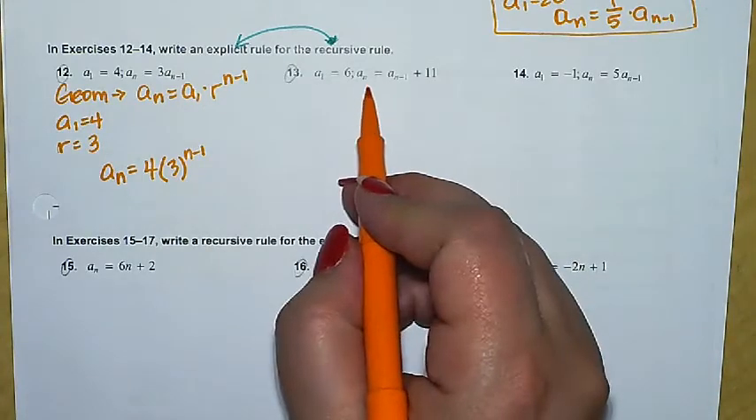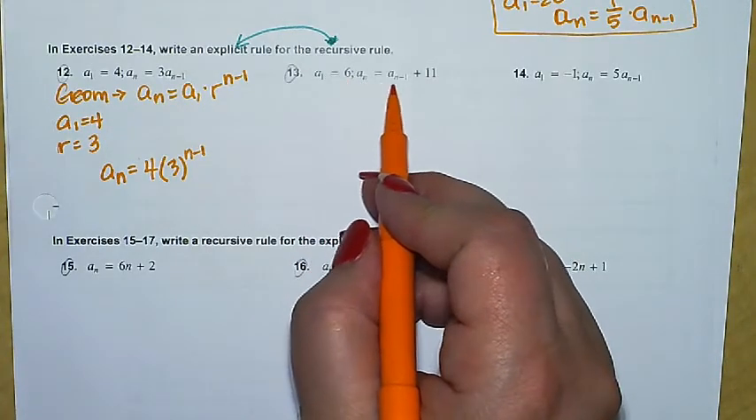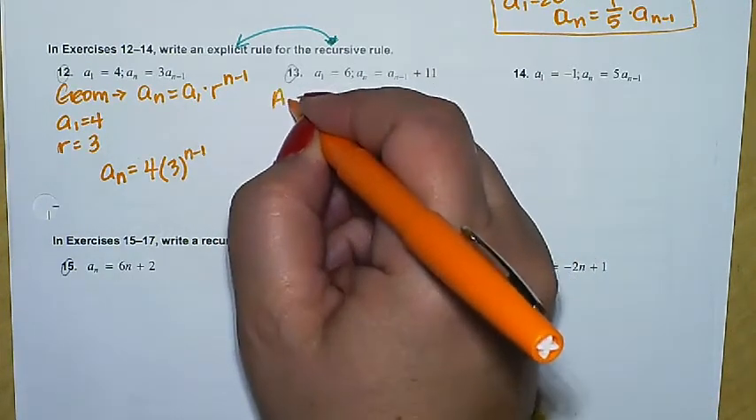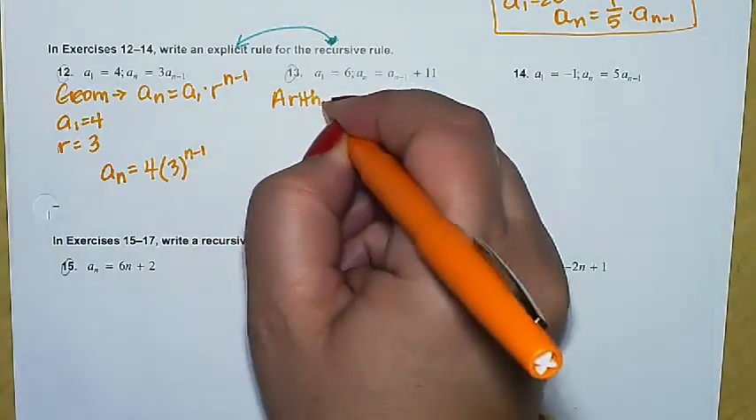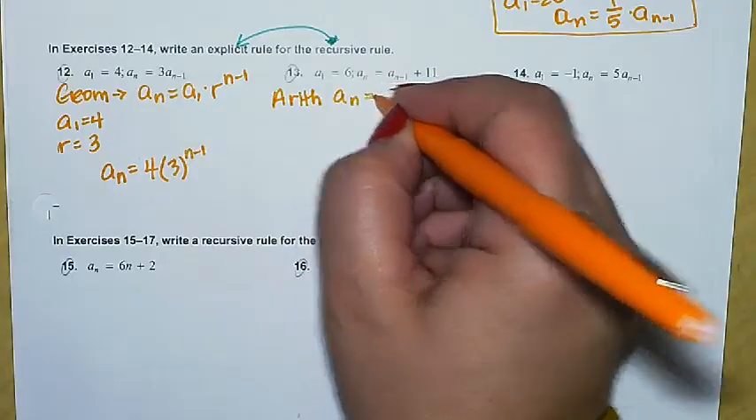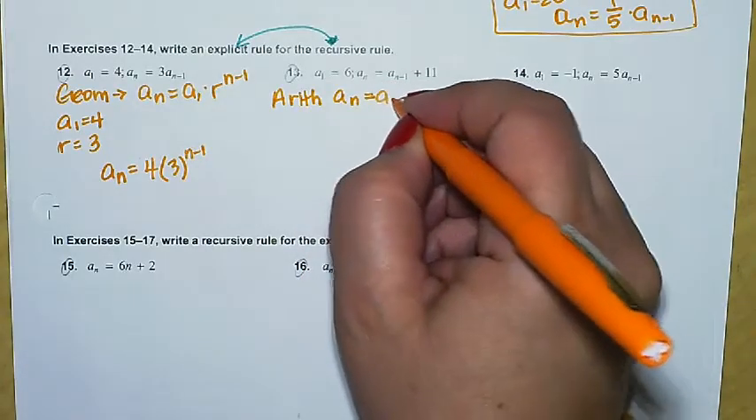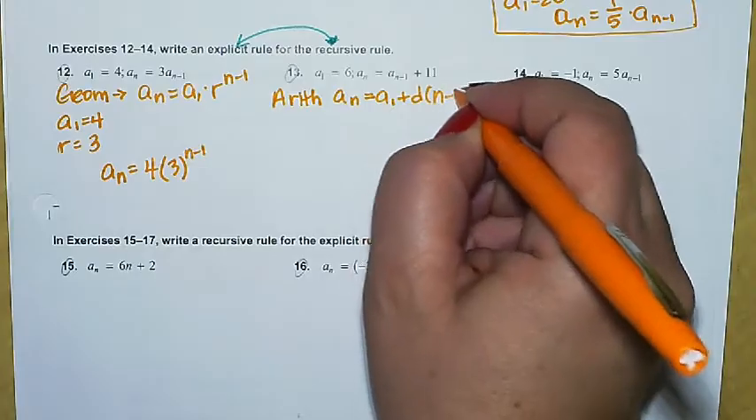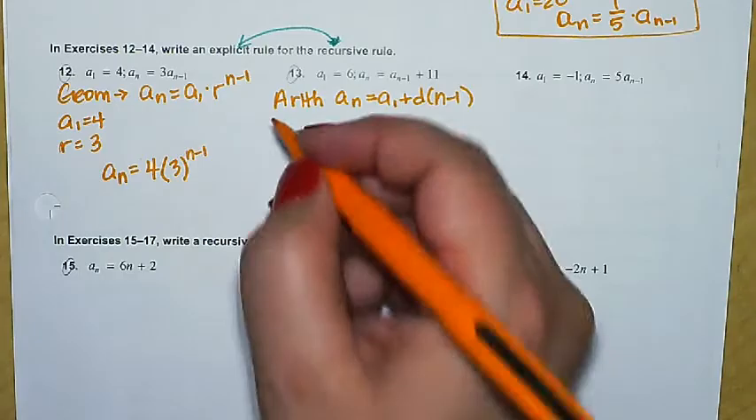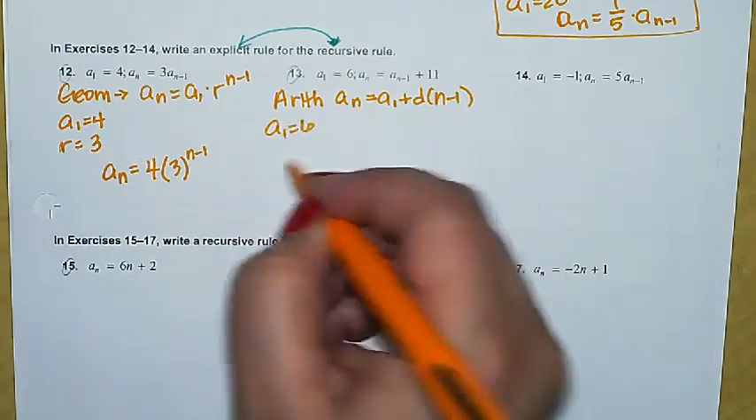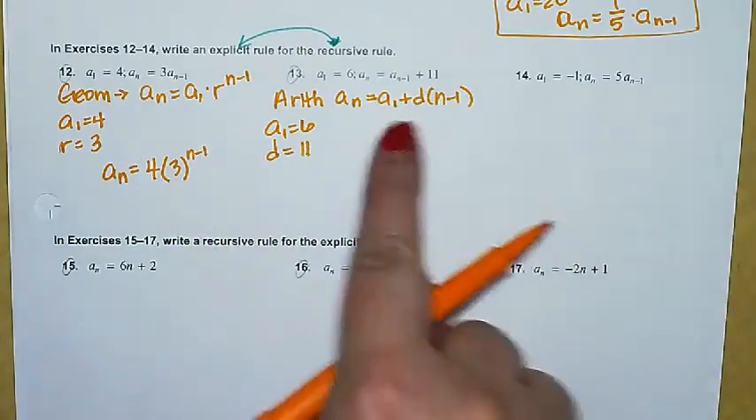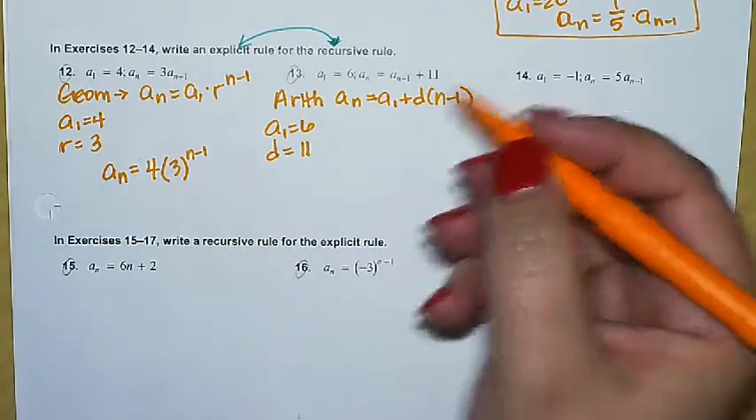I can see here, based on this recursive, that I'm starting at 6, and each new one is just the previous one plus 11. So that plus 11 tells me that this is arithmetic. And the arithmetic explicit that we want to write is always the first term plus the common difference times n minus 1, and then we do simplify that one, don't forget. As long as I know the first term, which they told me is 6, and the common difference, which I can see here is 11, that's what they're adding every time, then I can write this explicit.